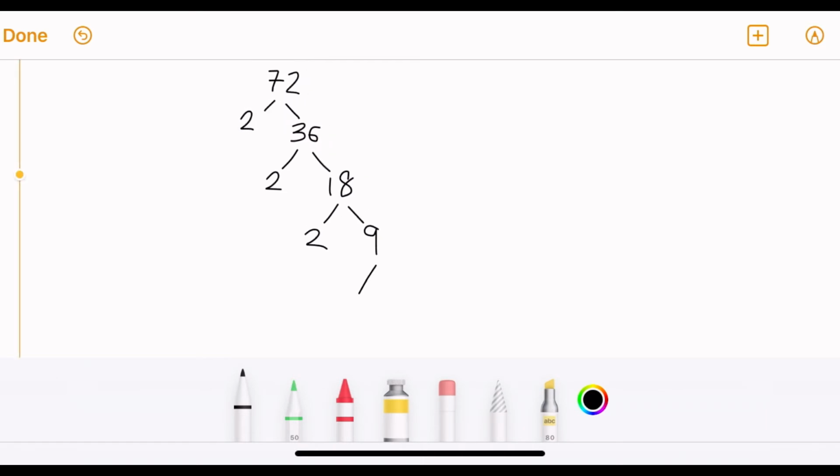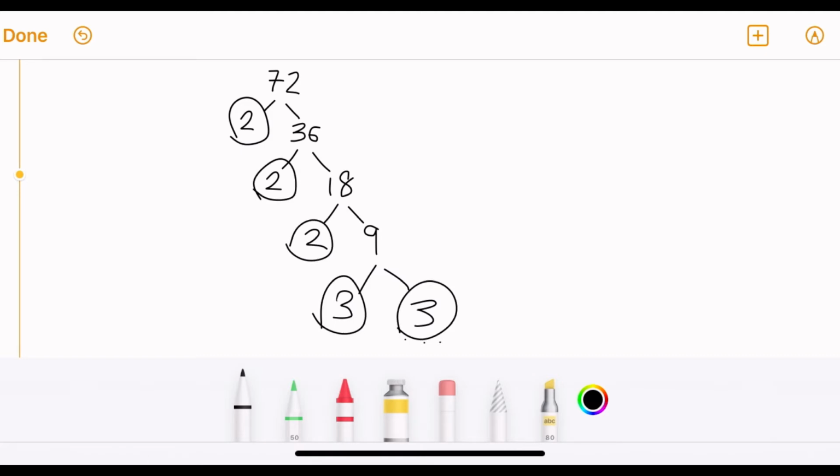So then we go and do 9. 2 doesn't go into 9, so another prime factor would be 3. 3 is also a prime. So 3 times 3 is 9. And we're done. The last number over here must be a prime as well, and 3 is a prime. So notice that all the branches on the left hand side are all prime. 2 is prime, 3 is also prime.